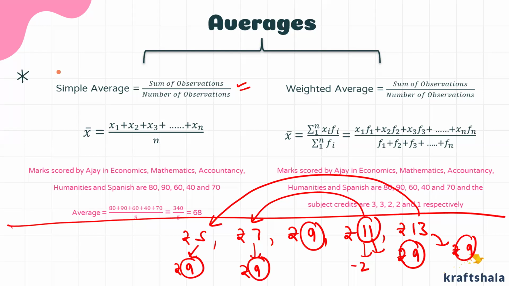So generally people know how to find average, but they don't know the meaning of the average. So it is just about equal distribution of things. I hope it is clear.